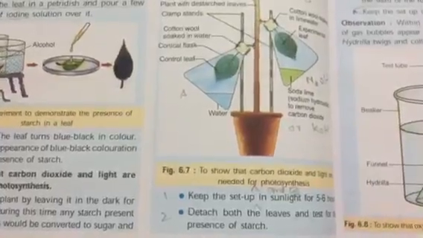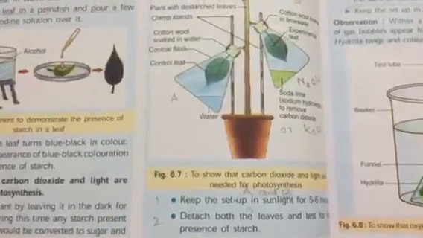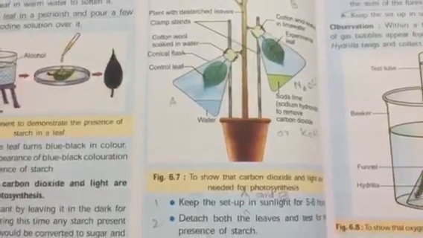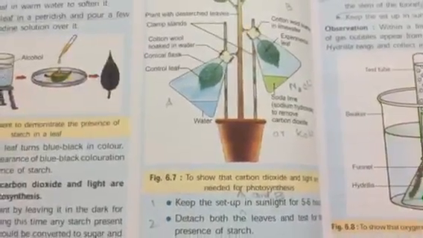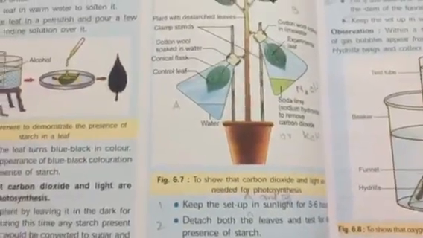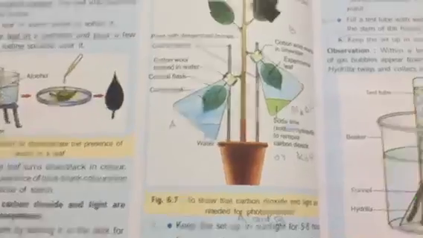Keep setups A and B in sunlight for 5 to 6 hours. Detach both the leaves from setups A and B and do the starch test. Then the observation and conclusion are the same as for experiment number 1. One line is enough.